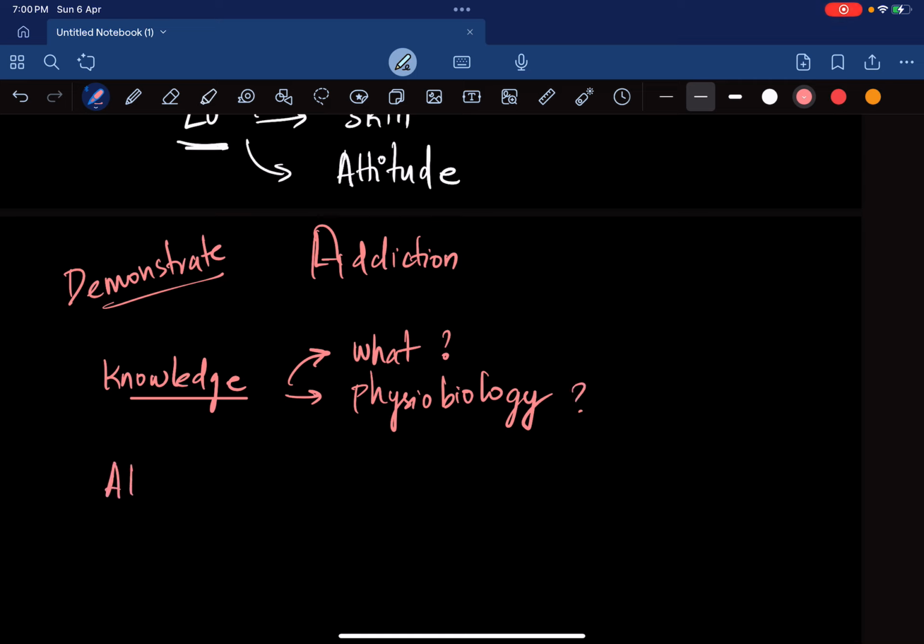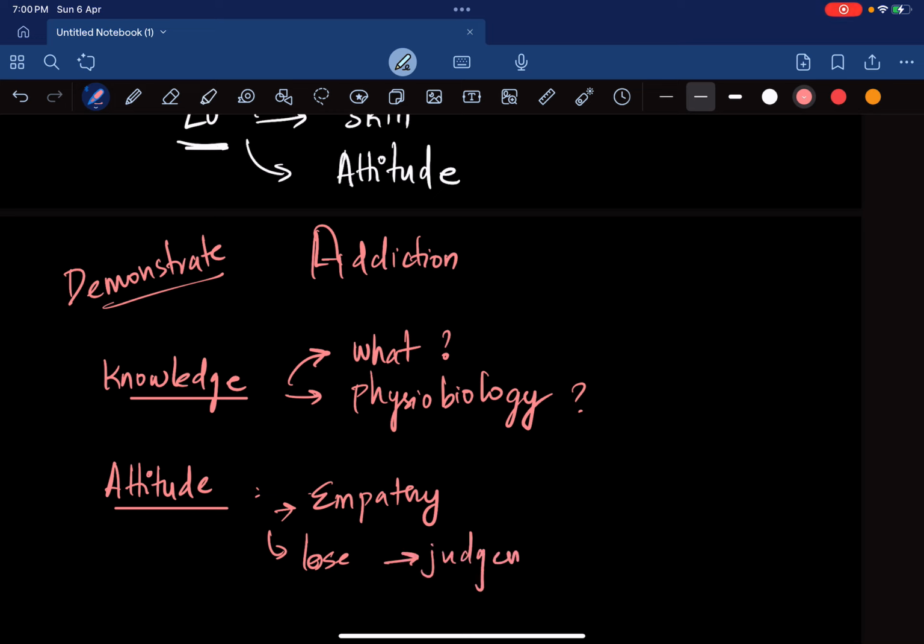In case of attitude, I would like them to develop a sense of empathy towards the disorder called addiction. I'd like them to lose any sense of judgment or their preformed notion regarding what addiction is. I'd also like them to develop a sense of awareness towards this issue.